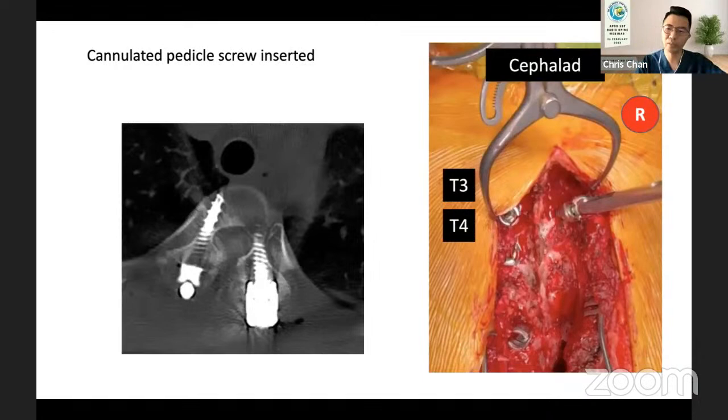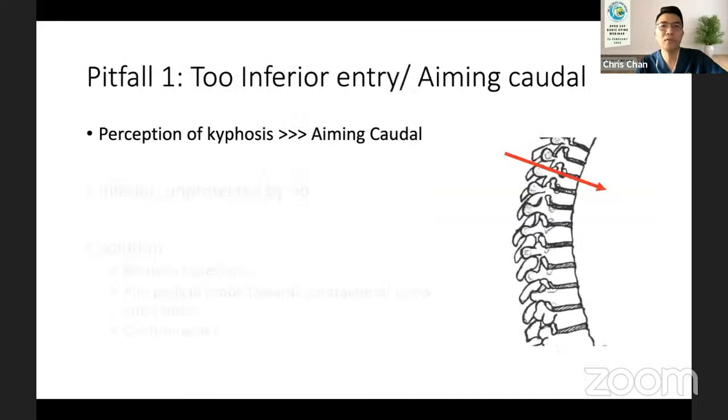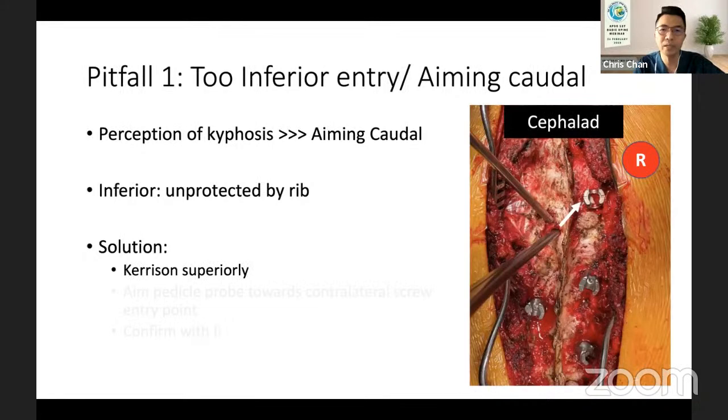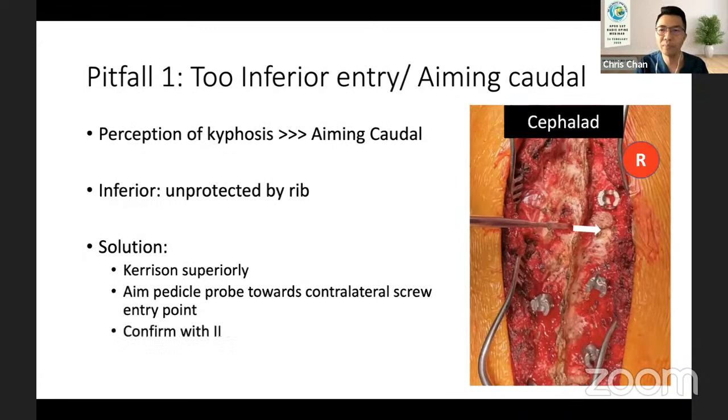A bit about pitfalls. Pitfall number one is that surgeons tend to aim too inferior, aiming caudal because of the perception of kyphosis. Second, the inferior part of the pedicle is unprotected by the rib, and therefore this tends to result in a misplaced pedicle screw. So the solution is to Kerrison superiorly, to aim the pedicle probe towards the contralateral screw entry point, and to confirm the placement with the II.